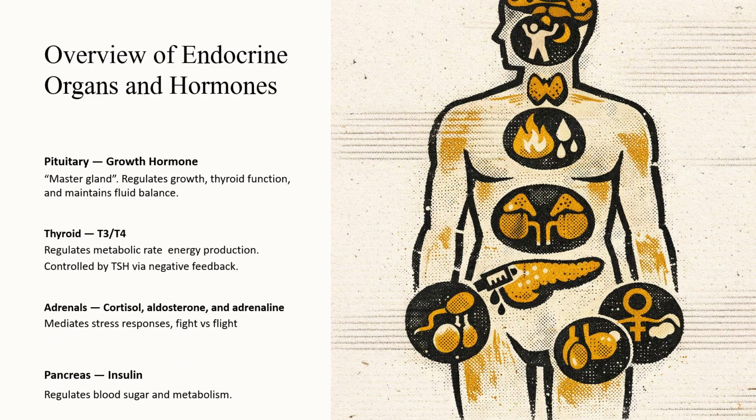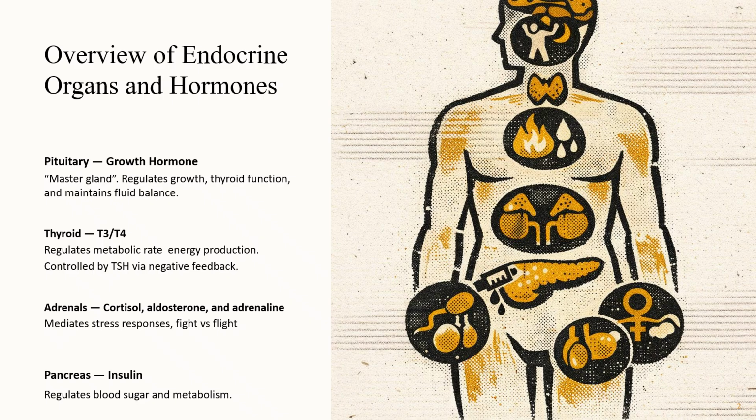to low blood volume as the final step of the renin-angiotensin-aldosterone system. The adrenal medulla secretes epinephrine and norepinephrine, which are released during stress and play key roles in the body's fight or flight response.